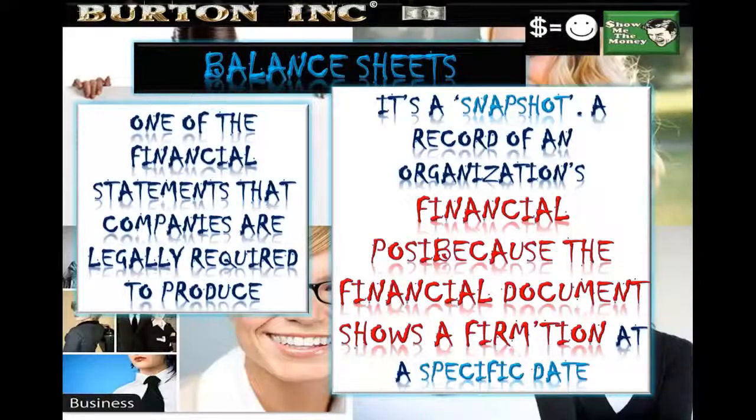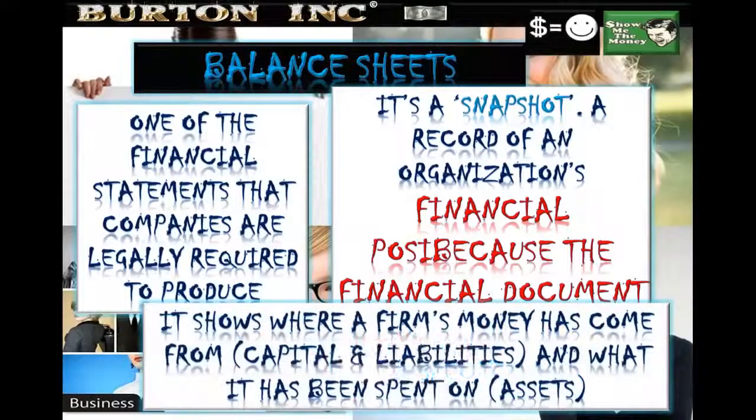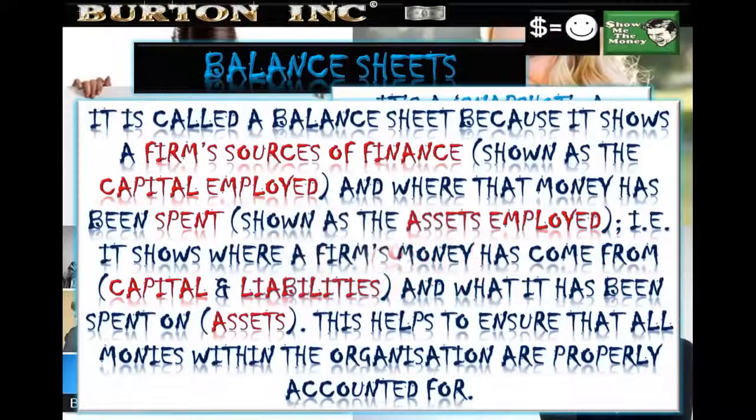Financial document showing a firm's financial information at a specific date. It shows where a firm's money has come from in terms of capital and liabilities and what it's been spent on, so assets. A balance sheet, because it must balance, funnily enough, shows the firm's sources of finance, and this is capital employed. I hope you're taking notes here.